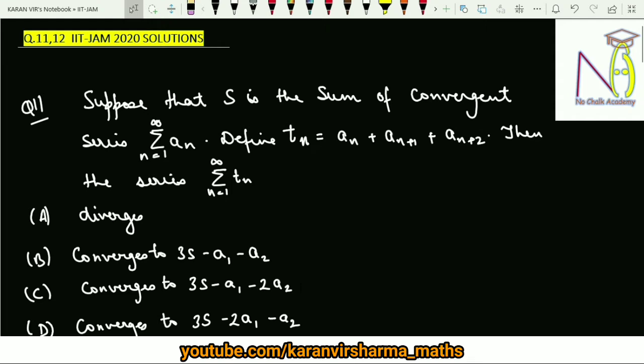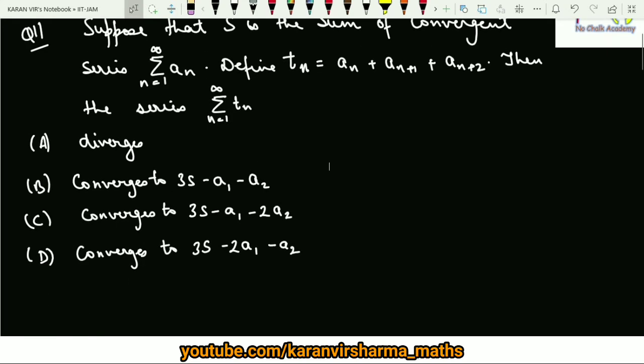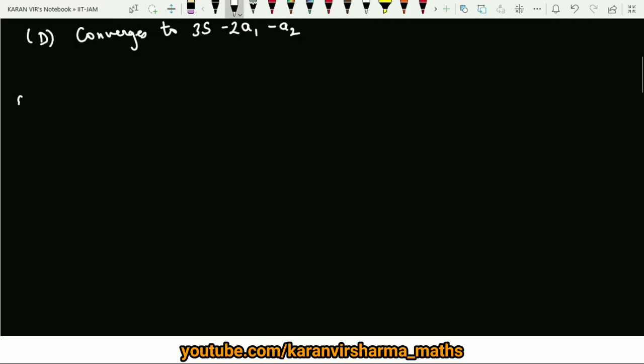So the 11th question is, suppose that S is the sum of the convergent series summation n running from 1 to infinity a_n, and we have defined T_n equals a_{n+1} plus a_{n+2}. Then the series summation n running from 1 to infinity T_n, we have to tell whether this series diverges or converges to 3S minus a1 minus a2, converges to 3S minus a1 minus 2a2, converges to 3S minus 2a1 minus a2.